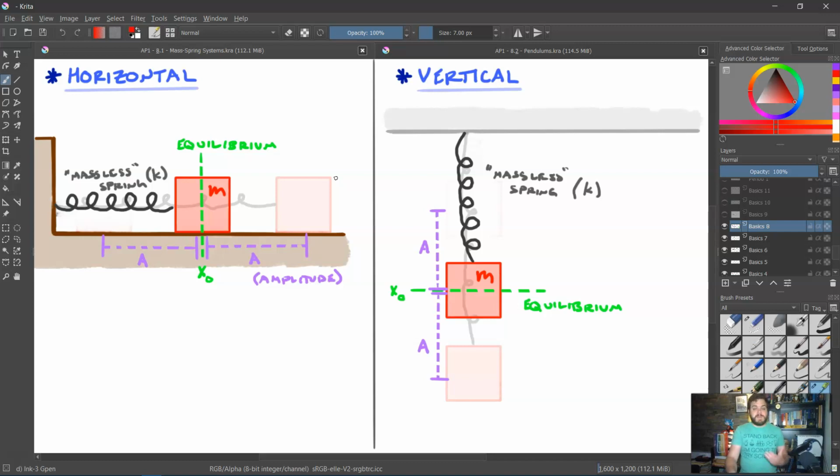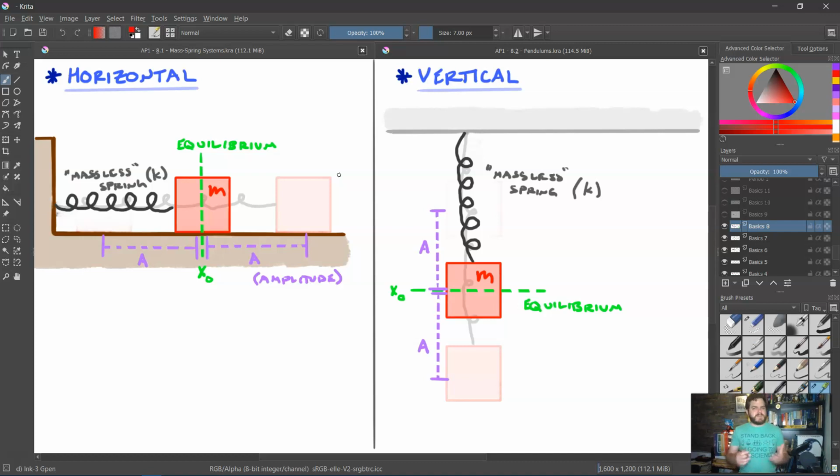And we're going to say these masses have some mass m, and that these springs have a spring constant k. And we're going to say that the springs are massless, and by that we just mean that the blocks attached to them have way more mass than the springs themselves, so we don't have to worry about any sort of weird acceleration with the springs.